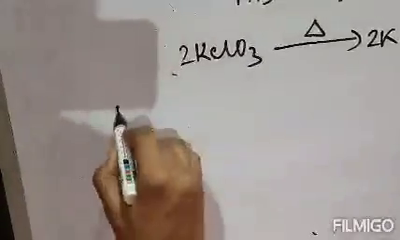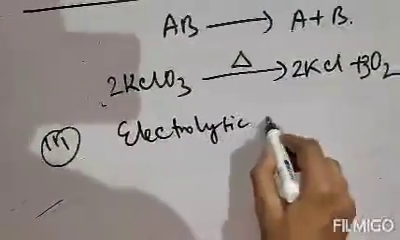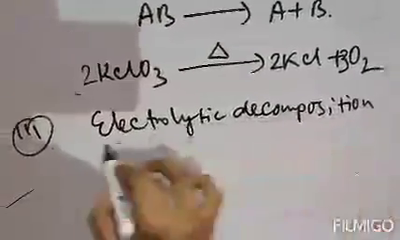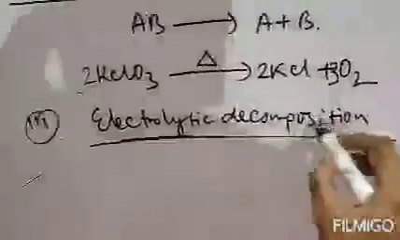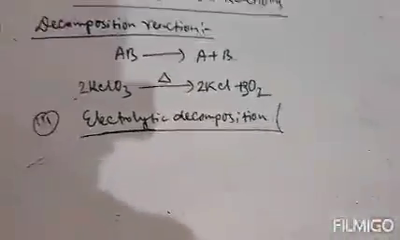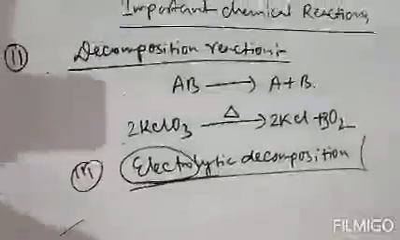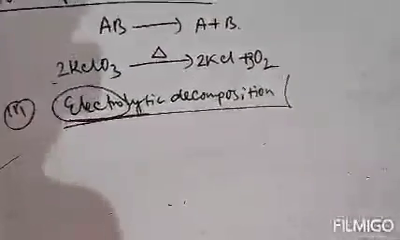The second category is photolytic decomposition, and there is also a third category, which is known as electrolytic decomposition. Clear? This is your third category under decomposition reaction. You can understand from the term that electricity is required. Electrolytic means electricity is required for this decomposition reaction to occur.